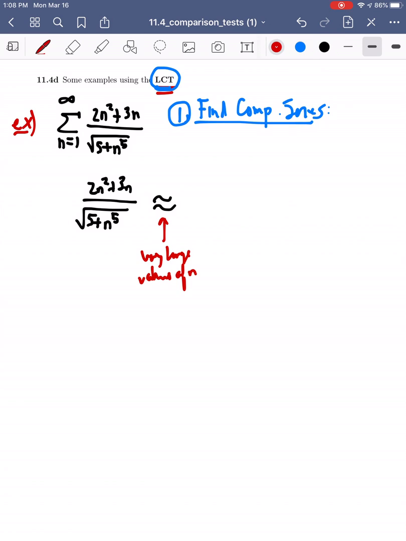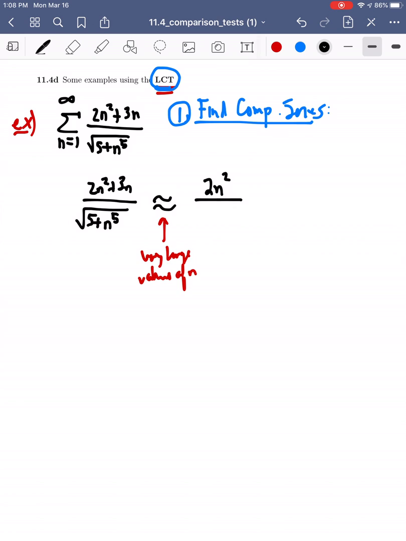So in the numerator, what's the main contribution? Is it going to be the 2n squared, or is it going to be the 3n term? Well, as n gets very, very large, that 2n squared is going to win. So in the numerator, this is looking like 2n squared for large values of n.